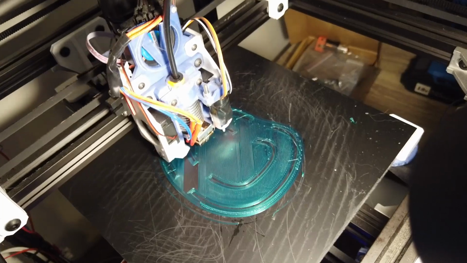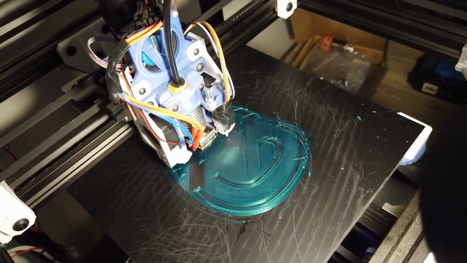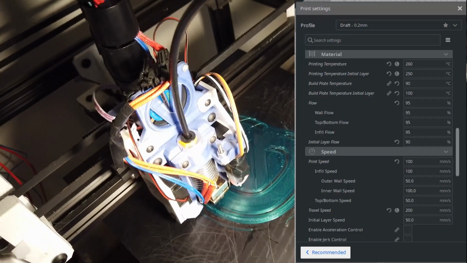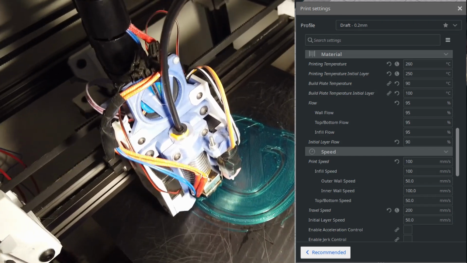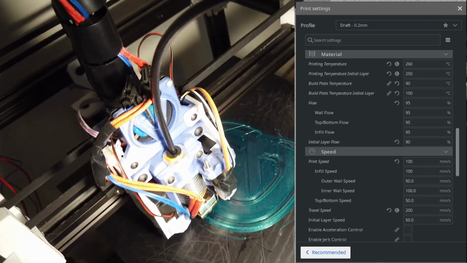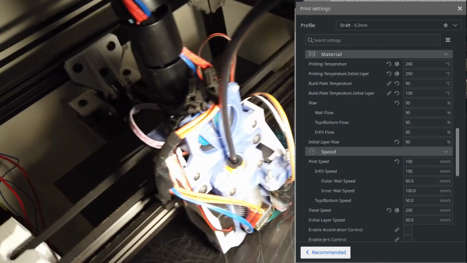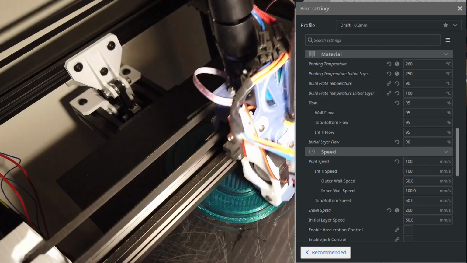So I'm running 100 on the inner perimeters. Also infill is 100. Top bottom layers 50. Outer perimeter is also 50.